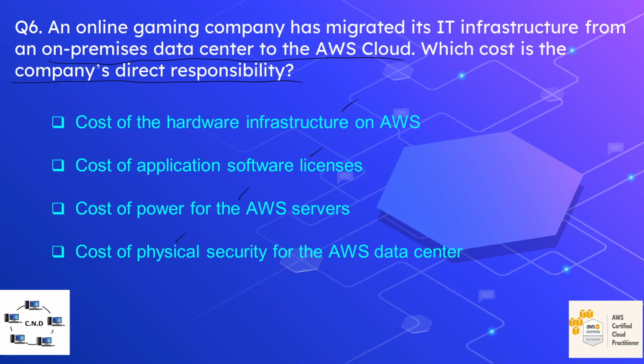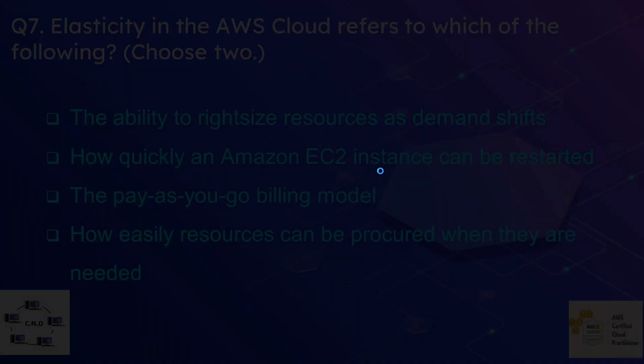So the physical security, the cost of power that powers the servers and the data center, and the cost of the hardware infrastructure, these all are the responsibility of AWS or, for that matter, any cloud provider. While the cost of application or software licenses is the responsibility of the customer or the cloud consumer.